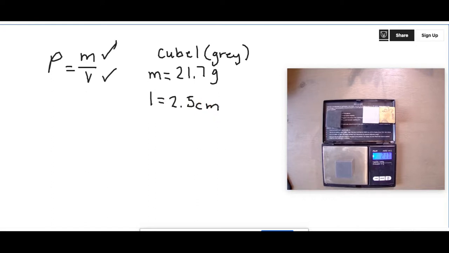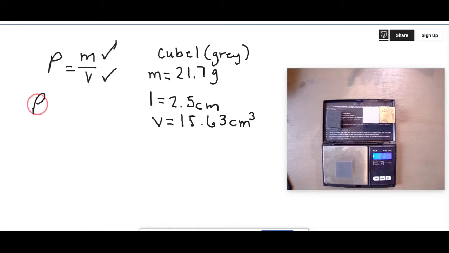So in order to get its volume, I simply need to multiply 2.5 times 2.5 times 2.5, which gives me 15.63. So we're going to say that our volume is equal to 15.63 cubic centimeters. So now we're ready to measure the density of this cube.